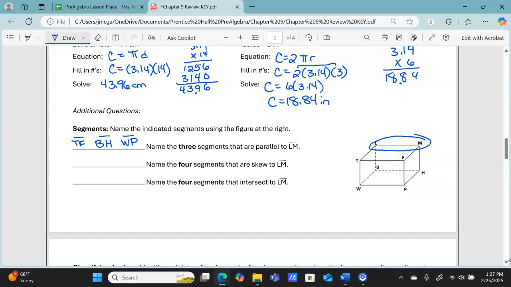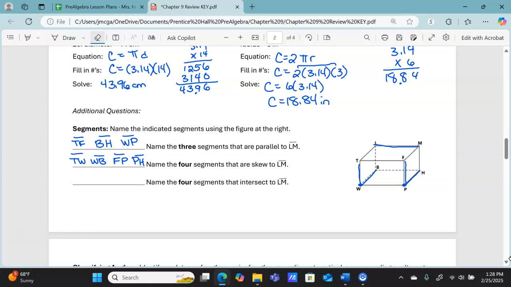And then I want to know segments that are skew to this. So to get that, here's your segment. Go to the opposite corners from M, right here and right here. And then take the one up and back along the other edge. So it's going to be TW, WB, FP, and PH. And again, the order of these letters, you can flip-flop the order and it's fine.